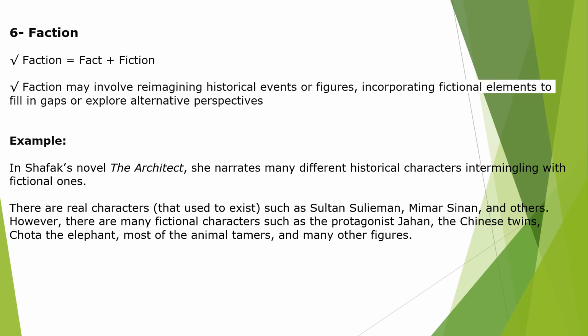6. Faction. Faction refers to fact and fiction merged together. Faction may involve reimagining historical events or figures, incorporating fictional elements to fill in gaps or explore alternative perspectives. Example: in Shafak's novel The Architect, she narrates many different historical characters intermingling with fictional ones. There are real characters that used to exist, such as Sultan Suleiman, Mimar Sinan, and others. However, there are many fictional characters such as the protagonist Jahan, the Chinese twins, Chota the elephant, most of the animal tamers, and many other figures.